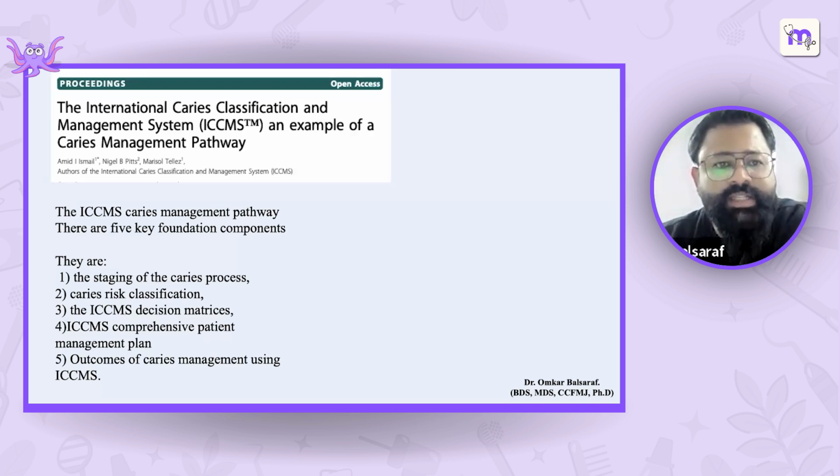Okay, so ICCMS stands for International Caries Classification and Management System. This is a very complex pathway. They have given a very complex classification here, wherein there are various aspects of it. First being staging of the caries process, second being caries risk classification, the third is the decision matrix, fourth is comprehensive patient management plans, and fifth being the outcome.